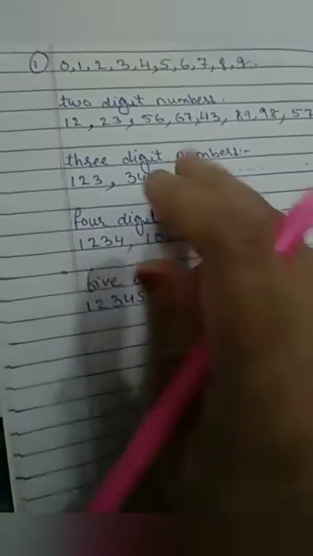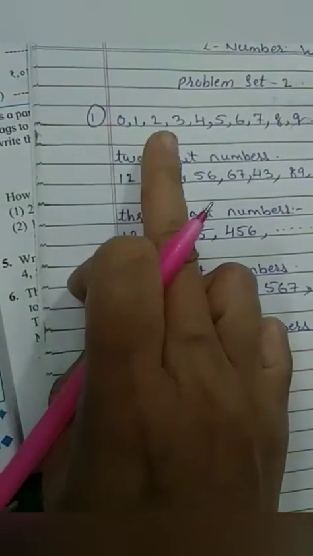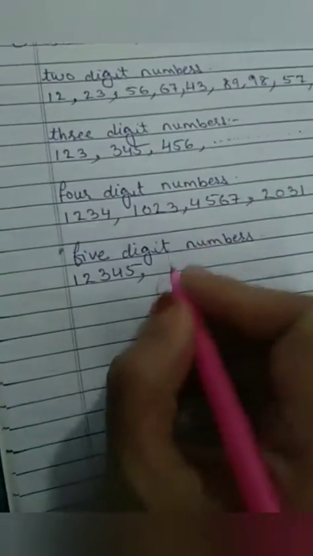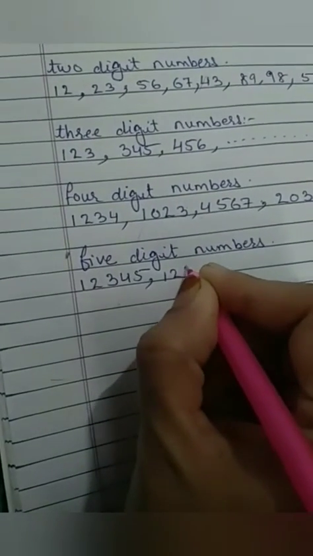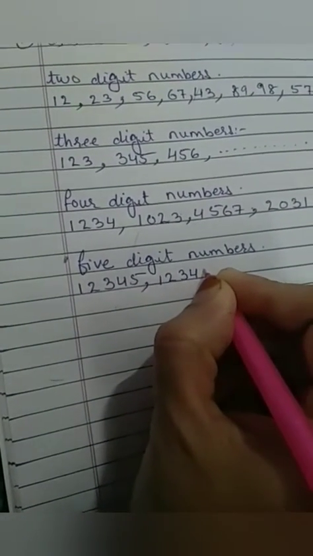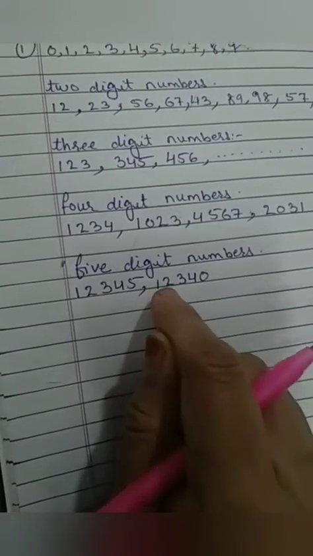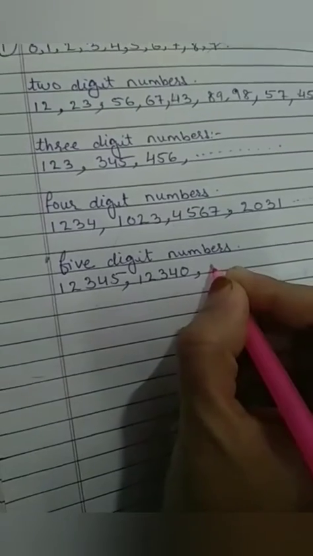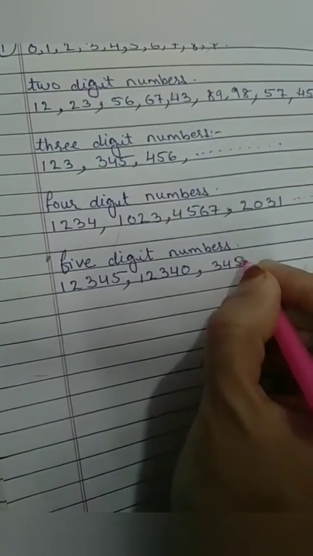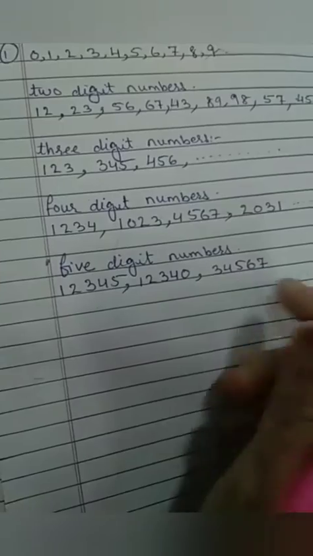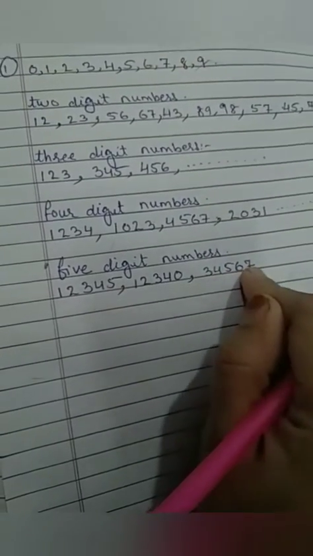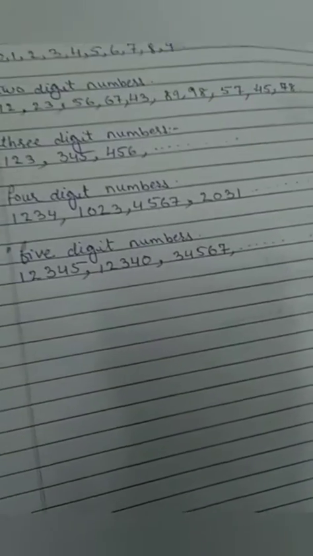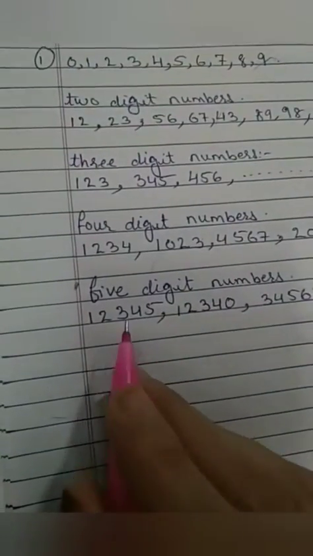Then you can take 1, 2, 3, 4, 0. You can take it like this also. 1, 2, 3, 4, 0. 1, 2, 3, 4, 5. 5 digit number. 3, 4, 5, 6, 7. 2, 3, 4, 5. 5 digit number. So you have to make it like this. Then how do we read this 5 digit number?